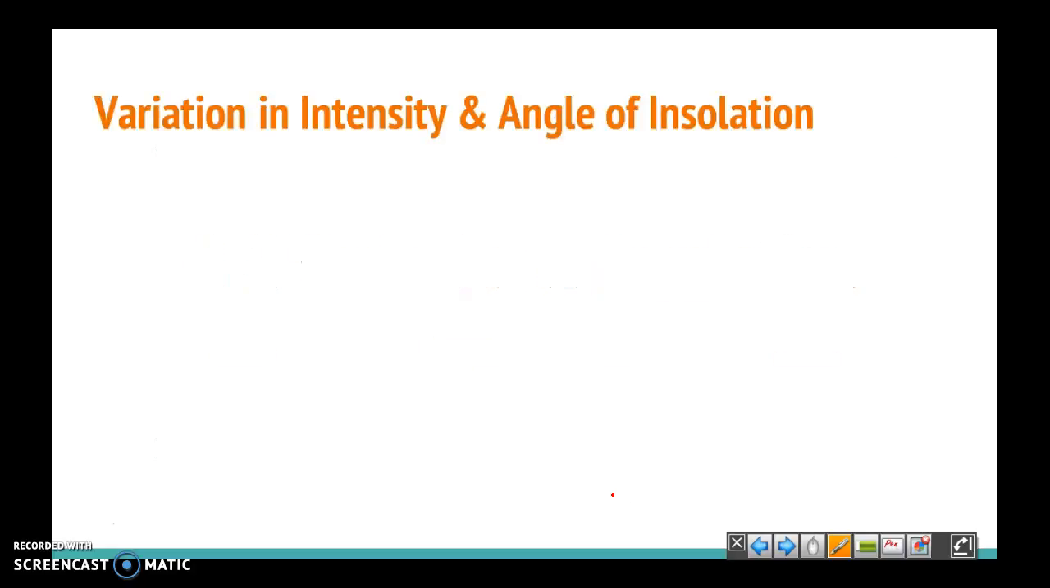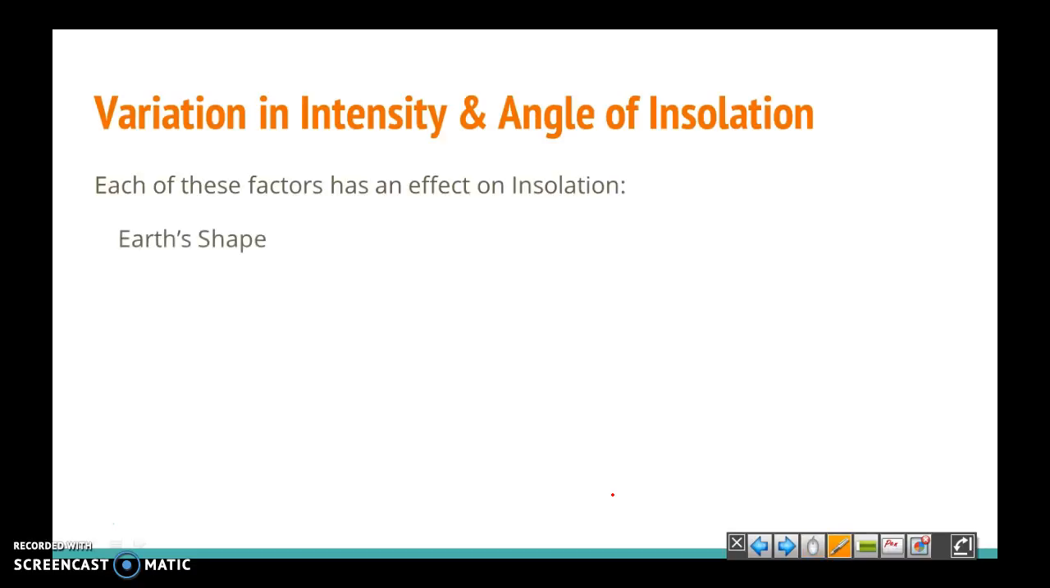So when we consider variation of insolation, insolation varies from place to place on Earth's surface. It varies over the course of a year. It also varies over the course of a day, and it varies based on seasons as well. So there are a number of factors that affect insolation. Earth's shape is one, right? Earth is spherical. So because it is round in shape, not every location receives the same amount of insolation.